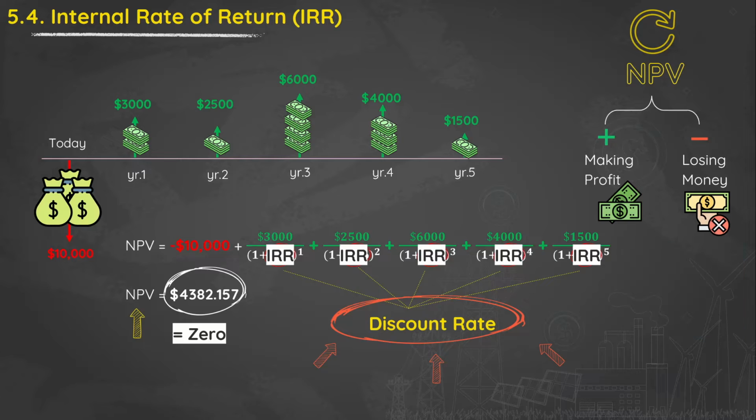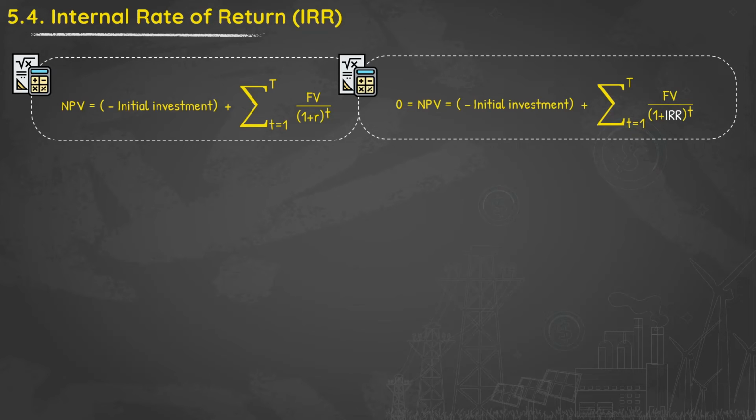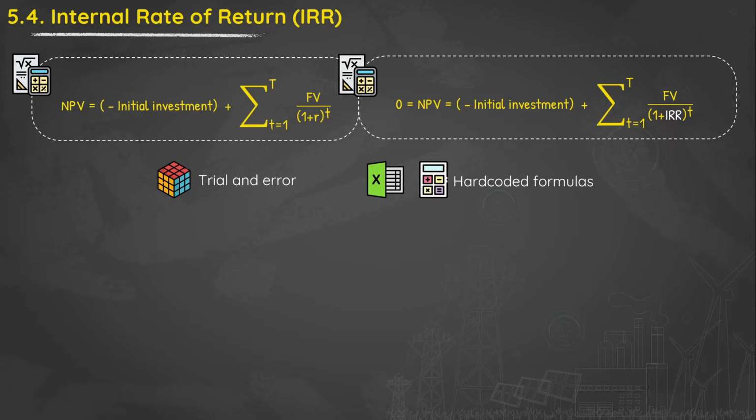But for now, this is the equation for NPV. We have this small r, which represents the discount rate. For IRR, we set NPV equal to 0, and we replace the small r with IRR, or internal rate of return. From the formula, you can see that this cannot be solved straightforwardly by applying numbers. It can be solved either by trial and error, or using a hard-coded formula in your calculator, or using an Excel sheet.